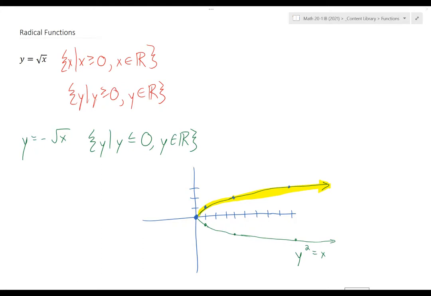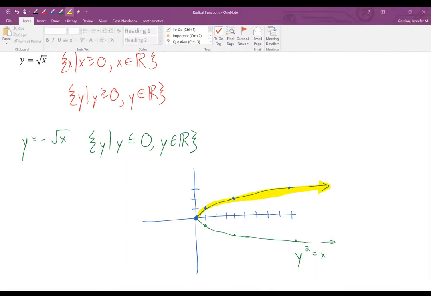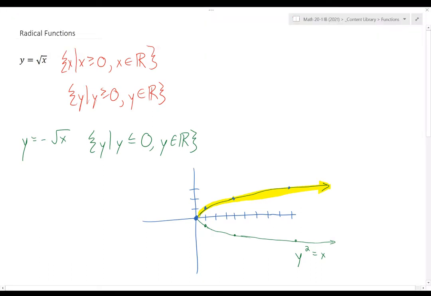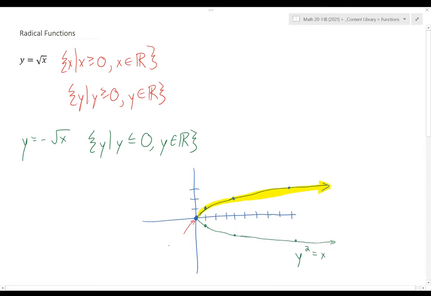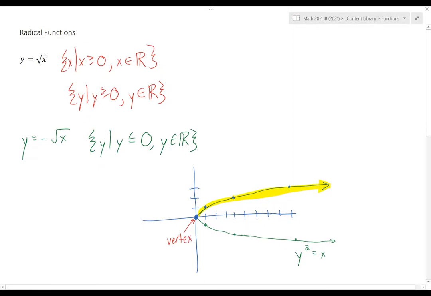If I had the whole parabola, it would have an idea of symmetry like we have with quadratic functions. But because we're only dealing with half of it, it doesn't have that symmetry. We do often still think of this as being the vertex, the domain endpoint.